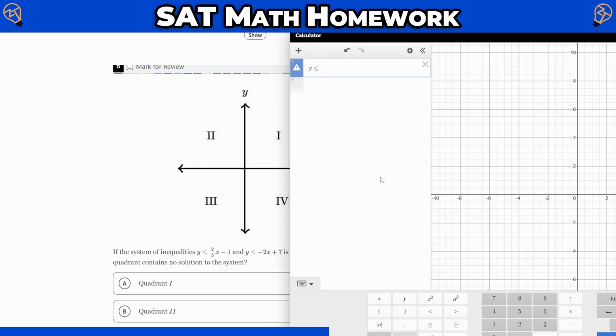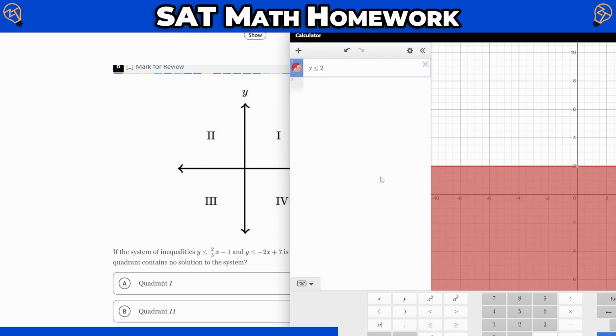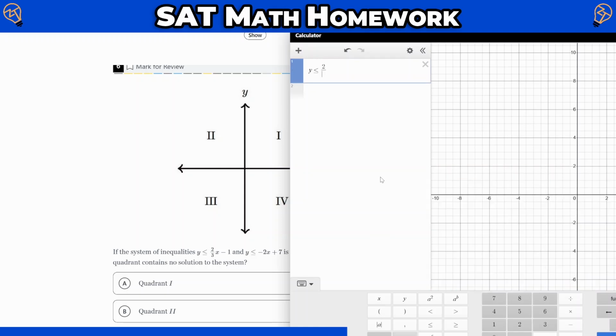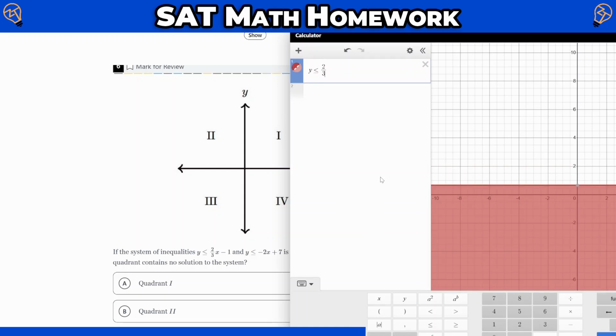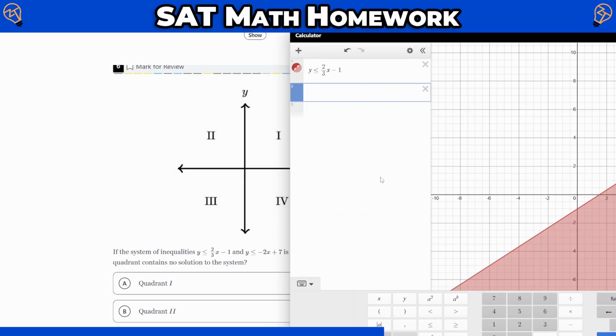And then if I type 2, and then I could just do the slash key on my own keyboard. And once I do so, it makes a horizontal fraction bar. I'll type the 3, I'll go to the right, and then press X minus 1, I'll press enter, and I'll do the same thing for this other inequality. So Y is less than or equal to negative 2x plus 7.